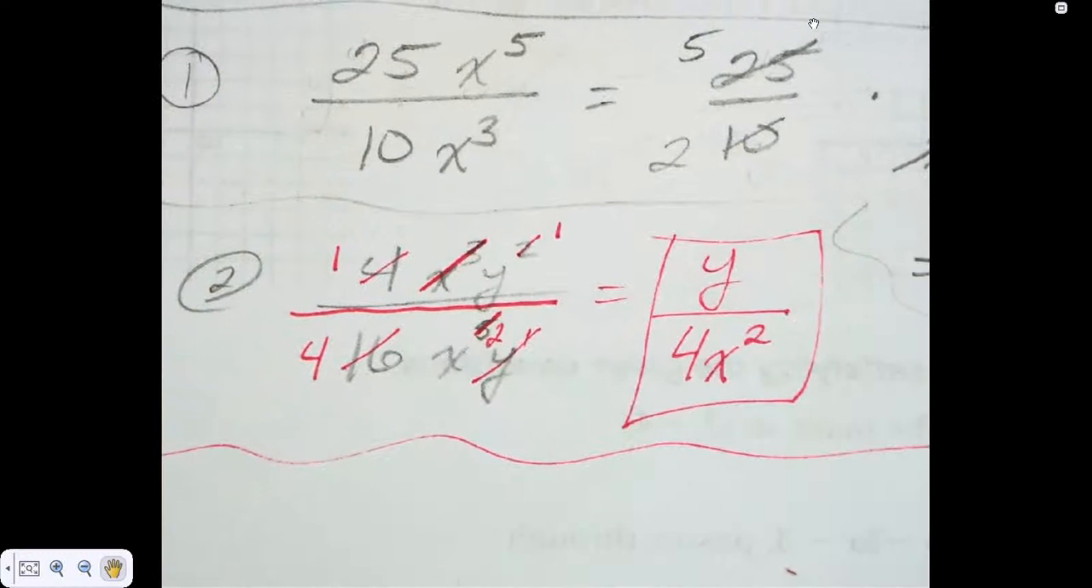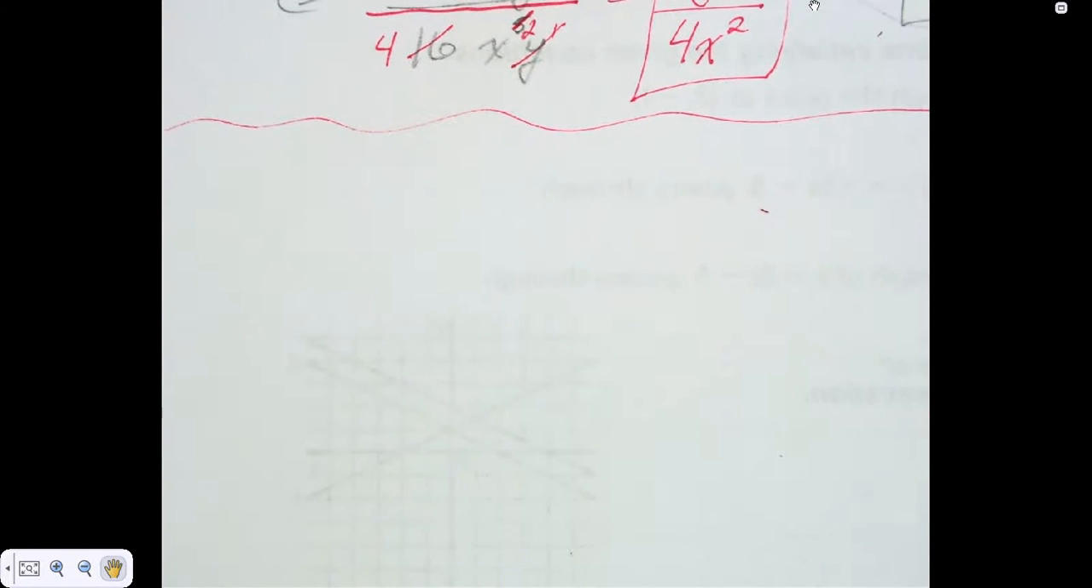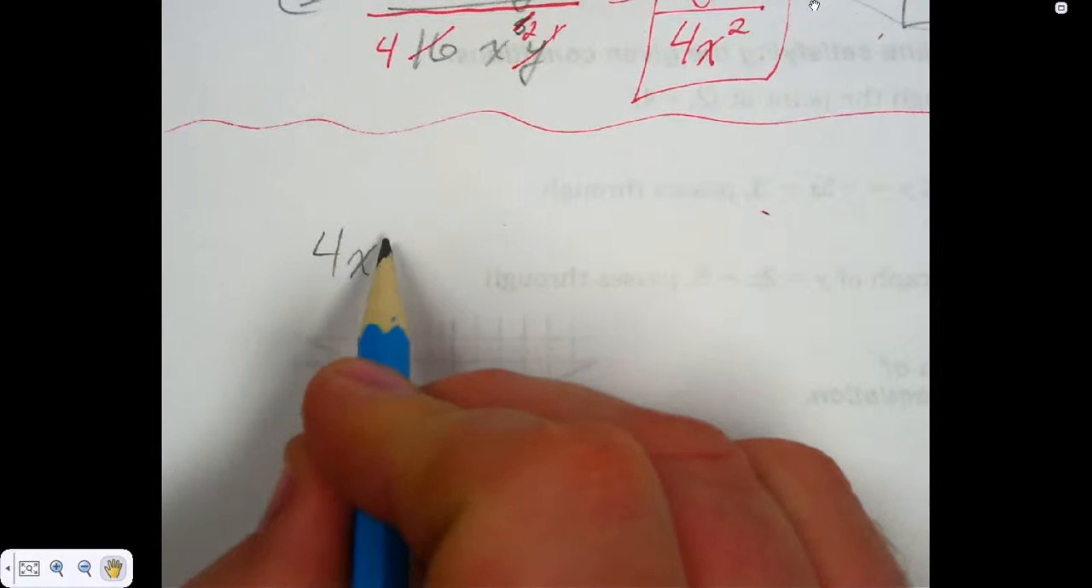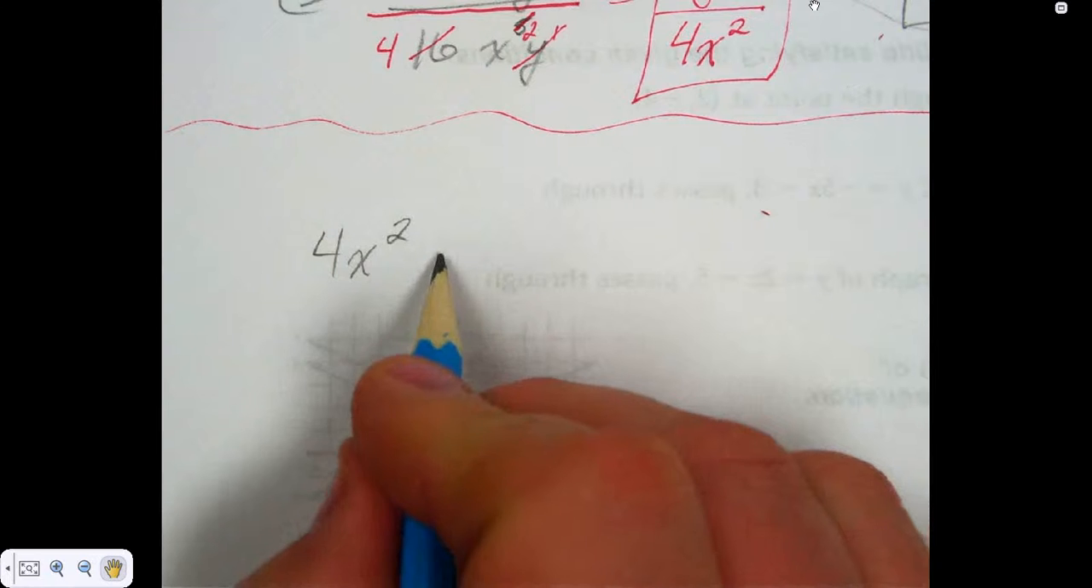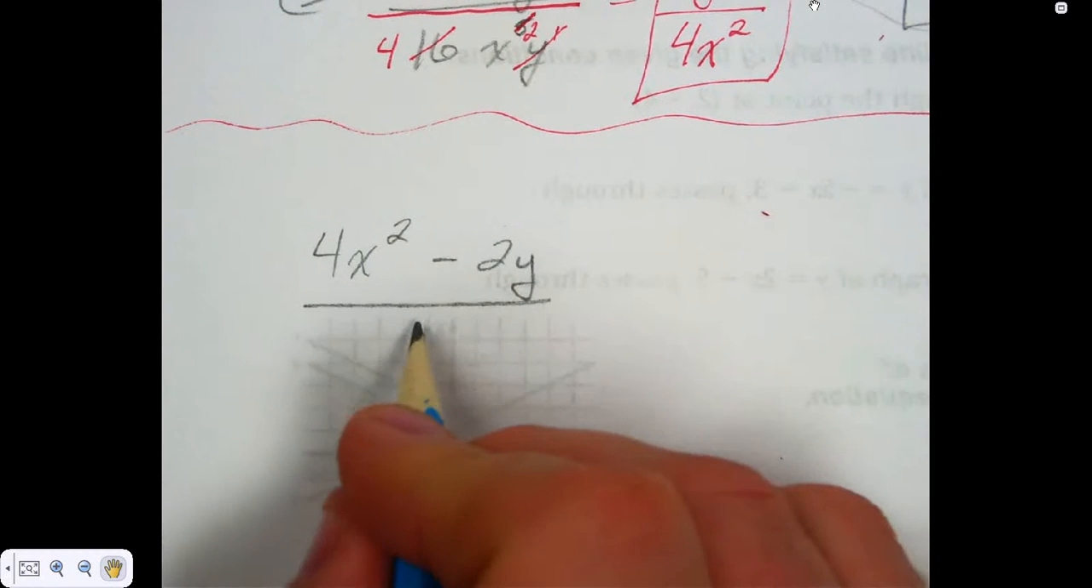Okay. The majority of your problems are not going to be like that. I probably actually don't like that fact. The majority of your problems are going to be ones that are like the ones I showed you up top. How about we start with 4x squared minus 2y, all of that over 8.